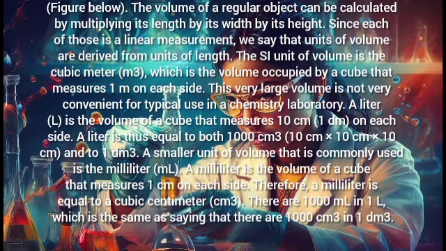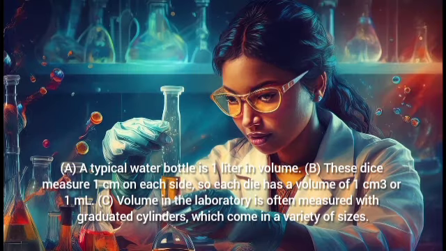A liter, L, is the volume of a cube that measures 10 centimeters, or 1 decimeter, on each side. A liter is thus equal to both 1,000 cubic centimeters (10 centimeters times 10 centimeters times 10 centimeters) and to 1 cubic decimeter. A smaller unit of volume that is commonly used is the milliliter, mL. A milliliter is the volume of a cube that measures 1 centimeter on each side. Therefore, a milliliter is equal to a cubic centimeter, cm³. There are 1,000 mL in 1 L, which is the same as saying that there are 1,000 cubic centimeters in 1 cubic decimeter. A typical water bottle is 1 liter in volume.